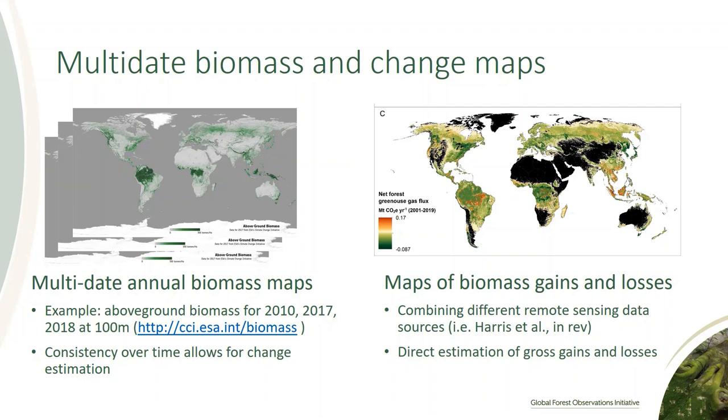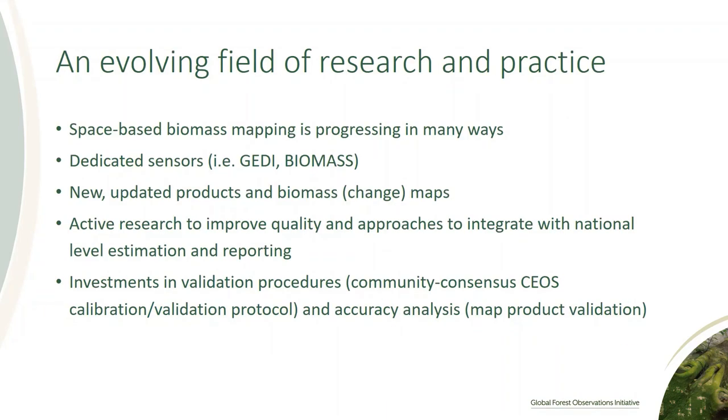So these products are becoming available. I think the production of single date biomass maps is quite established now. We see several products already being produced. Research has also evolved quite a bit in producing multi-date consistent biomass maps and biomass change maps. I think this is at the moment very much a research field, but also quite an evolving one, and these products are becoming available more and more in the near future.